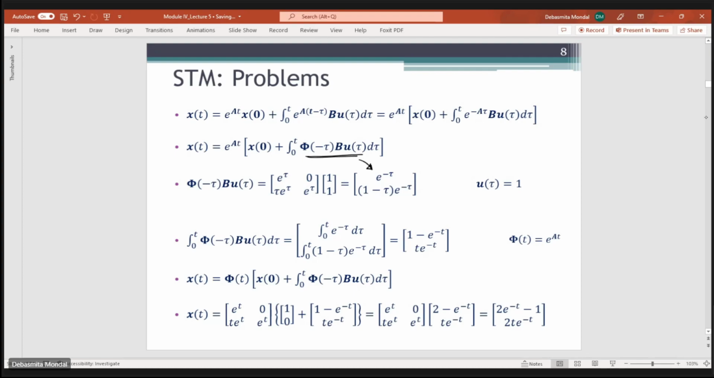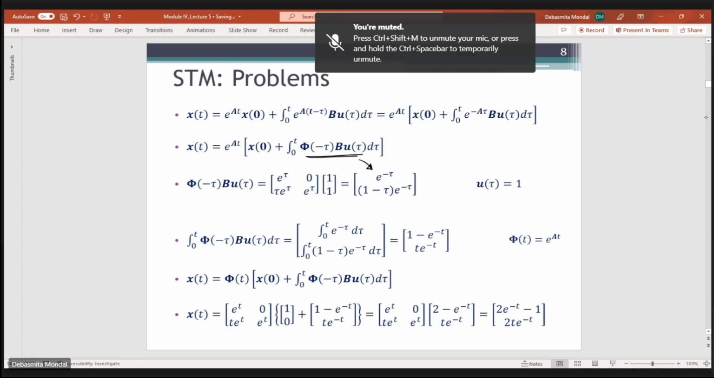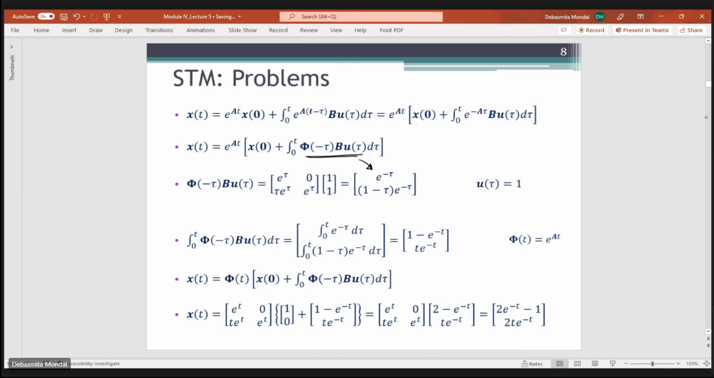Okay, so now what you have to do is simply take the integral of these two terms so that you can compute this whole term. So you will have integral 0 to t of phi of minus tau B into u tau d tau. Take the integrals for the individual terms, and this is the final expression.